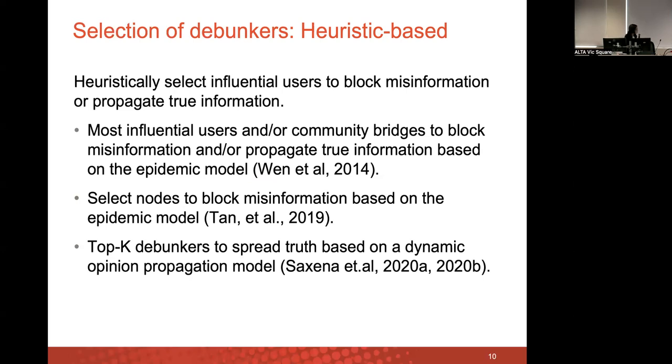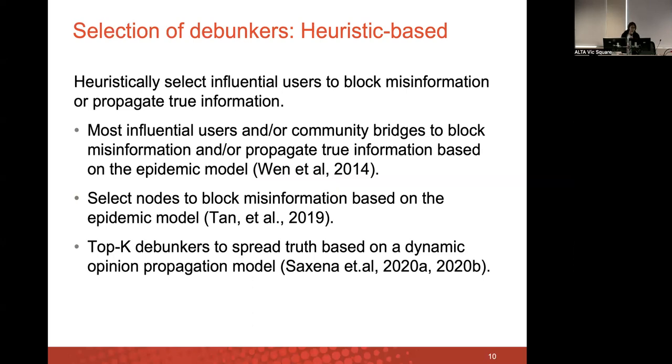There are three typical representative works that I have listed here. The first one is based on the epidemic model, an information diffusion model, so that they select the influential users to block misinformation or to propagate true information. The second approach is also heuristic-based and also based on the epidemic model. They select nodes and identify the ones that have the most negative effect, and then block these nodes.